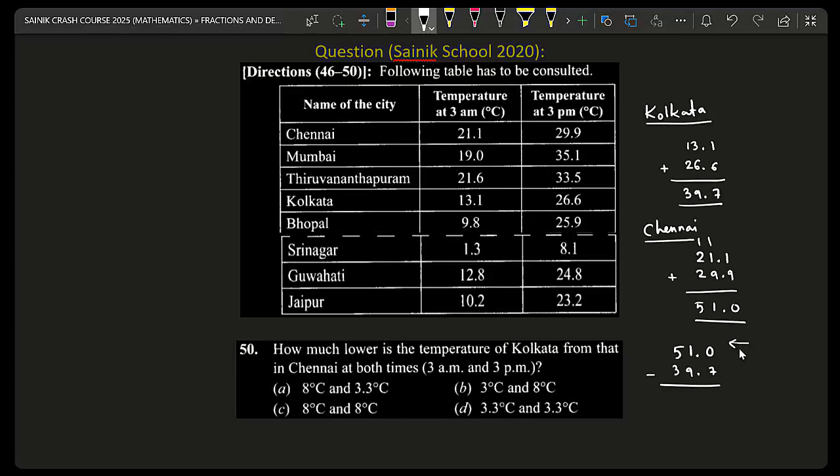How can I subtract from right to left? 0 minus 7, what can I do? Take borrow. Yes, 10 minus 7, 3. Take borrow again. 10 minus 9, 1. 4 minus 3 is 1. So 11.3. Which option? Where is the sum you are getting 11.3? Option A. Yes, sir.